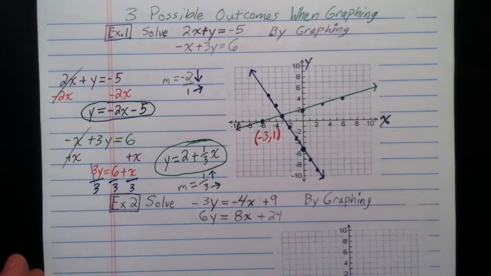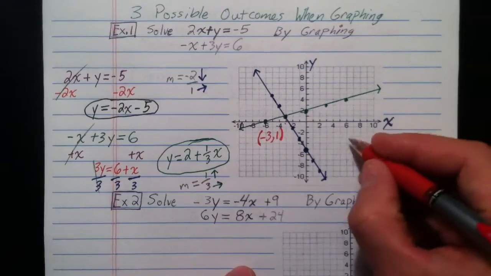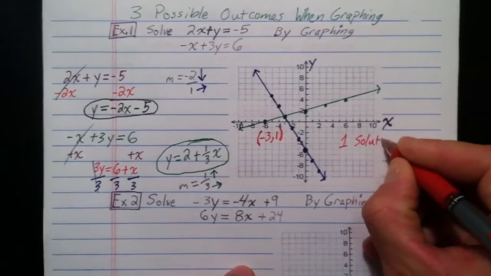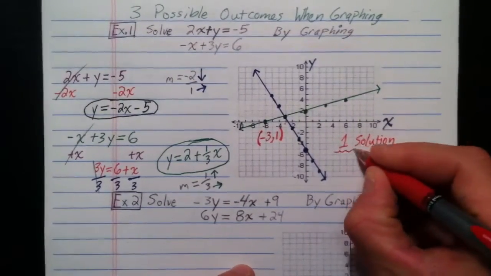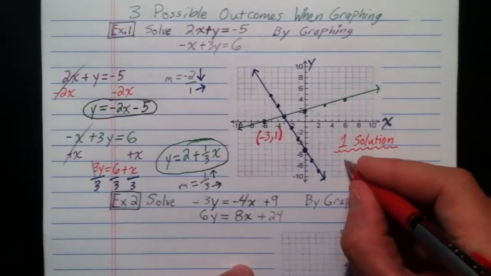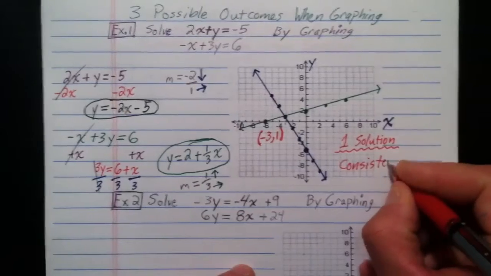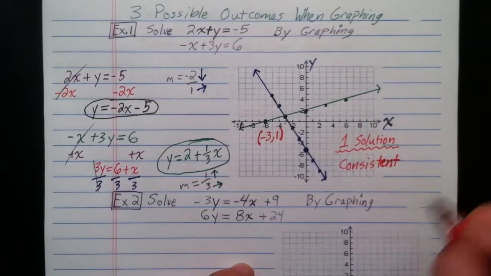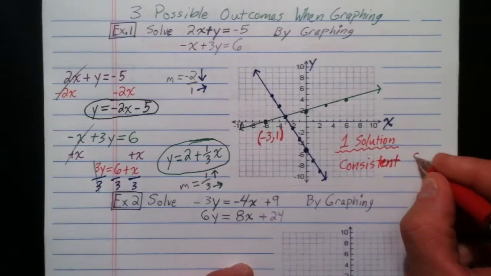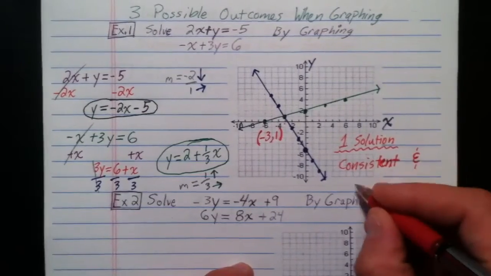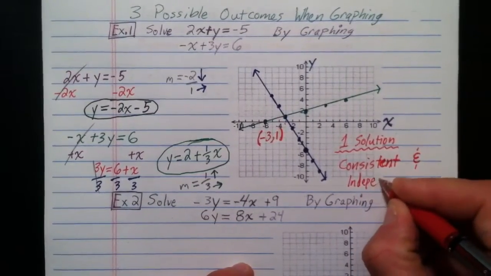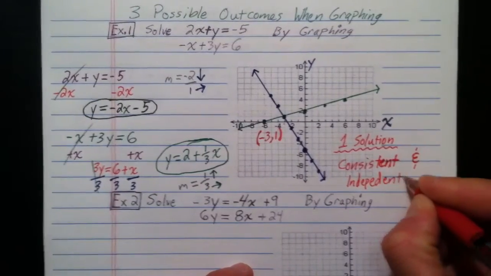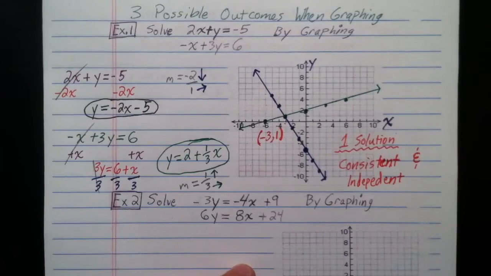And this example represents one of the possible outcomes. So when we have one solution, like we just found in this example, when we come up with a solution, we say the system is consistent. We say it's a consistent system. And because there is one solution, we also say it's independent. This is just terminology you're going to have to memorize. Okay. So one solution, we classify that system as consistent and independent.